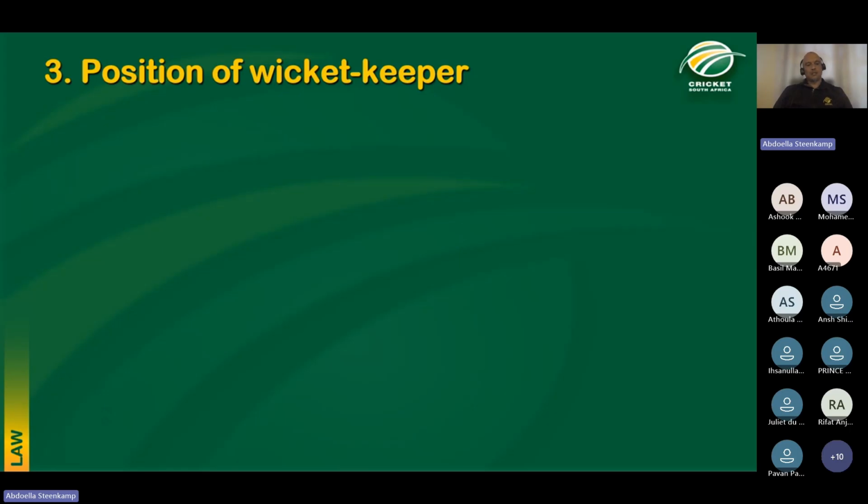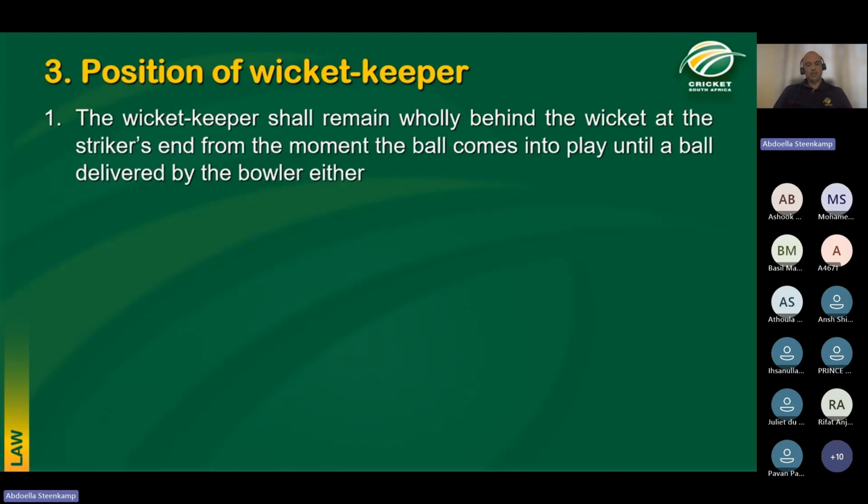Just to summarize again what the narrator said in his video with regards to the position of the keeper. So the law wants the keeper at all times to remain, and the word the law uses, wholly behind the wicket. From the moment the ball comes into play, i.e. the moment the bowler takes his or her first step, that's when the ball comes into play. That keeper needs to stay at all times behind the wicket. There are three exceptions. If this happens, then the wicketkeeper is allowed to come in front of the stumps. What are those three instances?